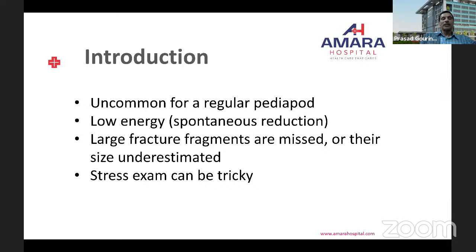The examination that you do in adults routinely can be tricky because the children are small. I can probably dislocate a native hip if I push hard enough under anesthesia. In a dislocated hip, it's pretty easy to re-dislocate with the stress exam, so you need to be careful.